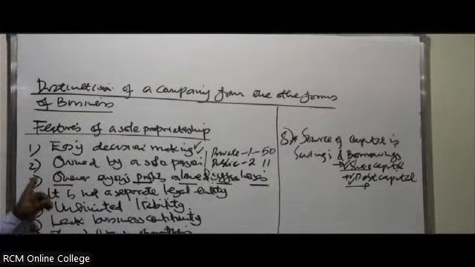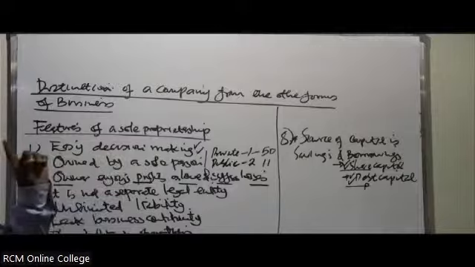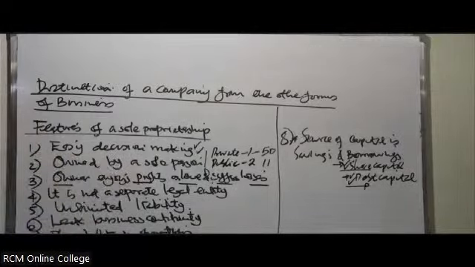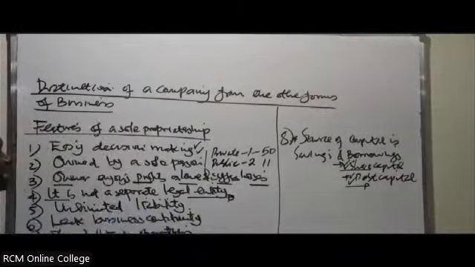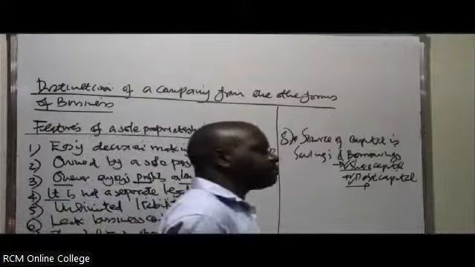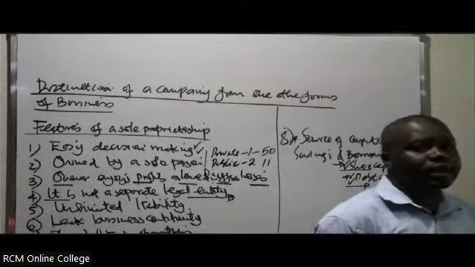But the difference is, on the side of the company, profits are shared amongst what? The shareholders. While here, he enjoys alone. All right. In this one, it is not a separate legal entity, while a company is a separate and distinct person from the shareholders or the owners.